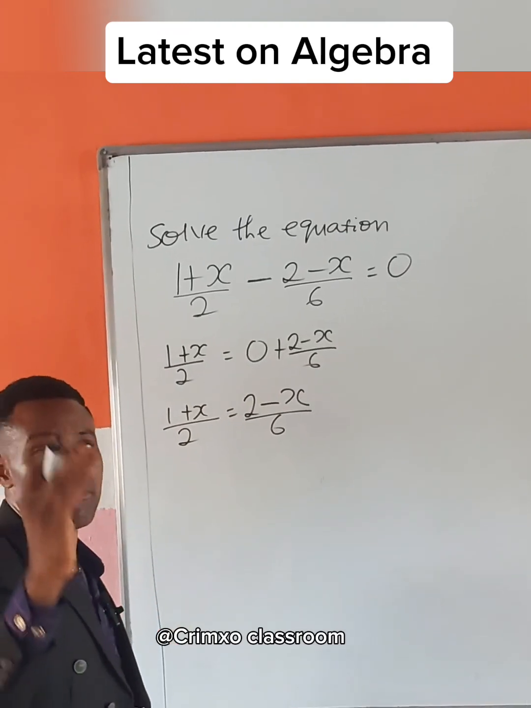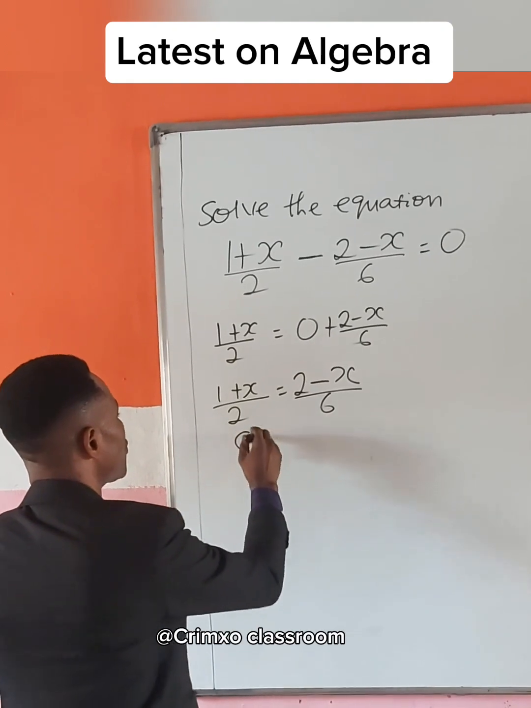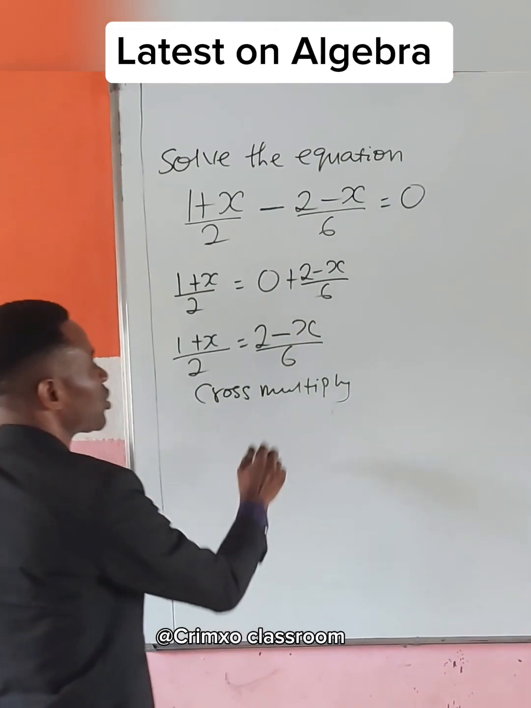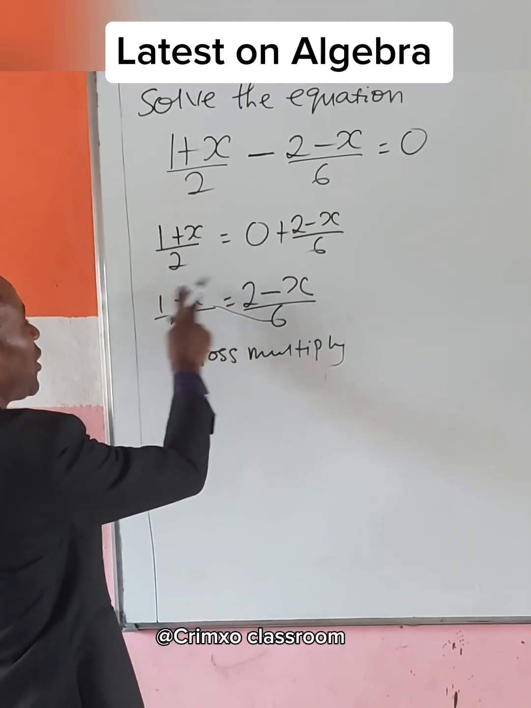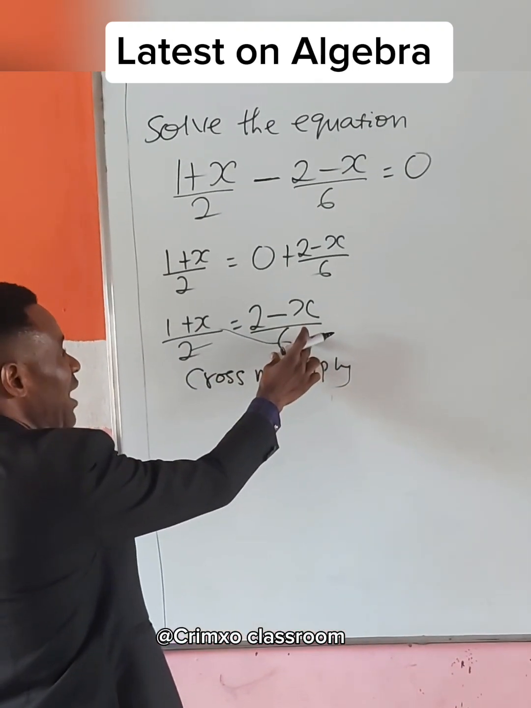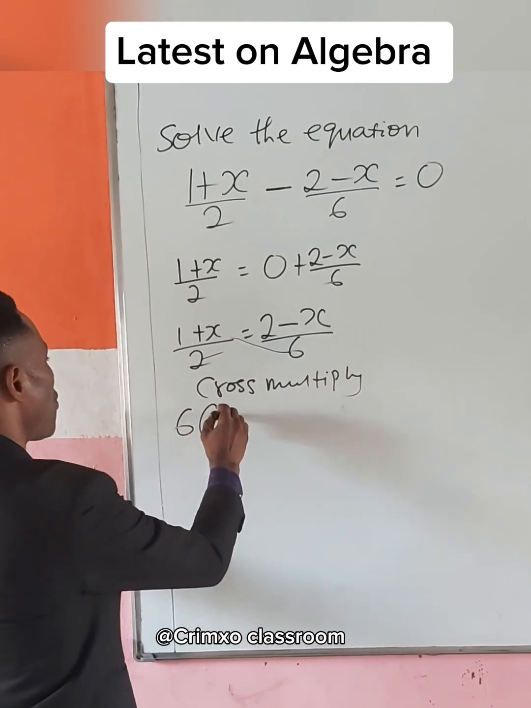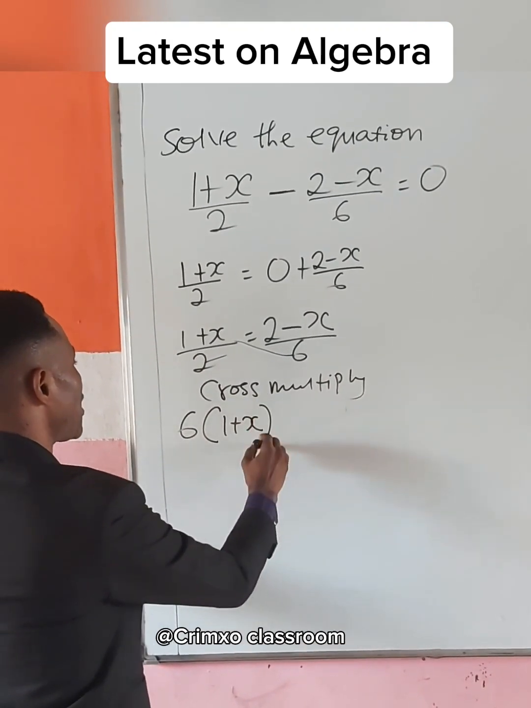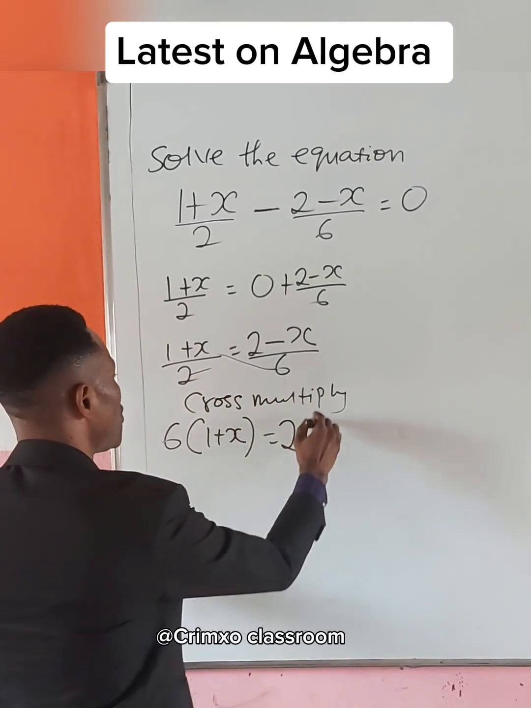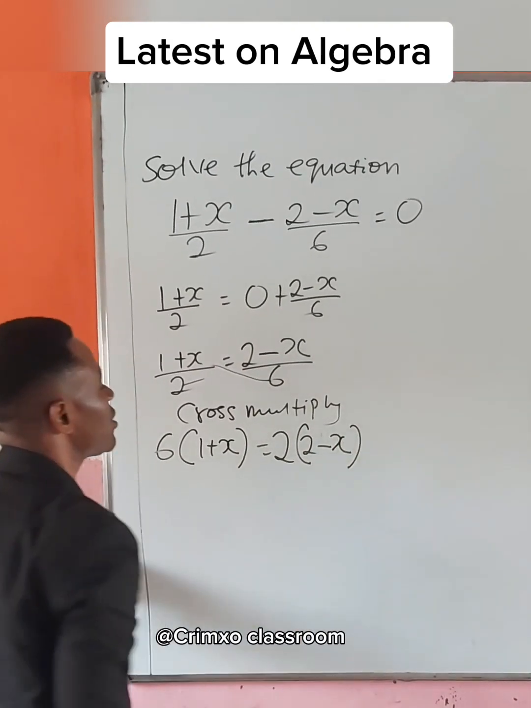So the second thing to do here is to cross multiply. In cross multiplying, this 2 will multiply everything on this side. So in multiplying 2, keep this 6 outside and open a bracket. Look at what we are going to have. We have 6 bracket 1 plus x bracket close equals, we use this 2 to multiply everything here. That is, this 2 will be outside. We open a bracket. We have 2 minus x bracket close.